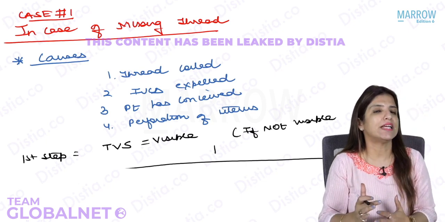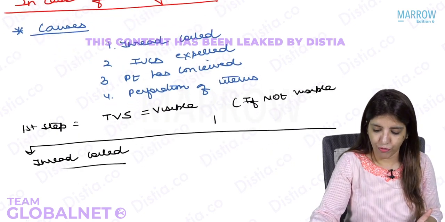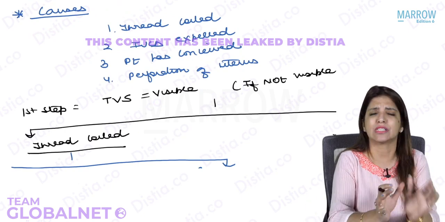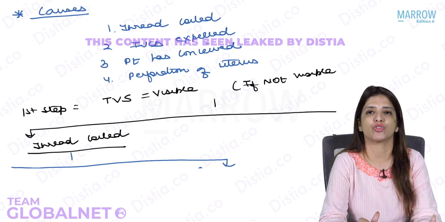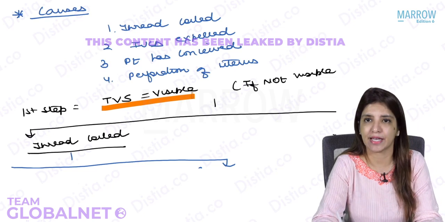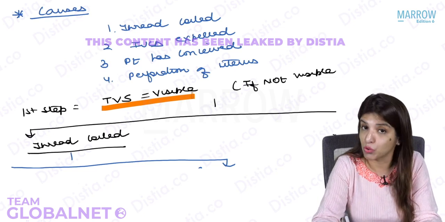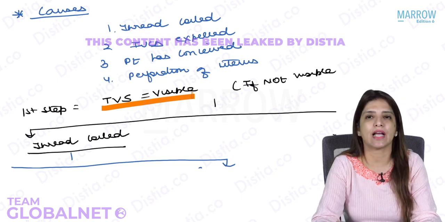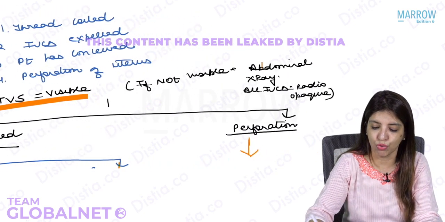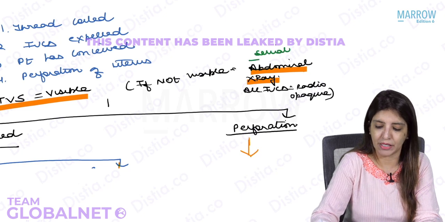Right? So let's deal with each possibility and what is the next step in them. If a female comes to me with a missing thread, what is the first step you should take? Please remember that the first step has to be a TVS. Most of the times the IUCD would be visible on a TVS. But suppose on TVS the IUCD is not visible. Then what is the next step? Then you should do serial abdominal x-rays.